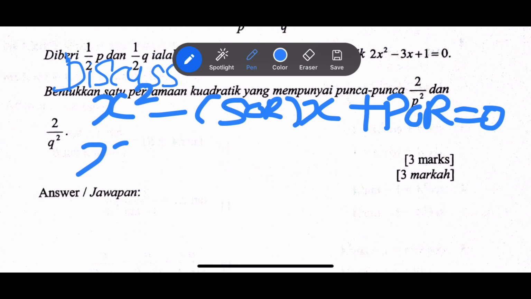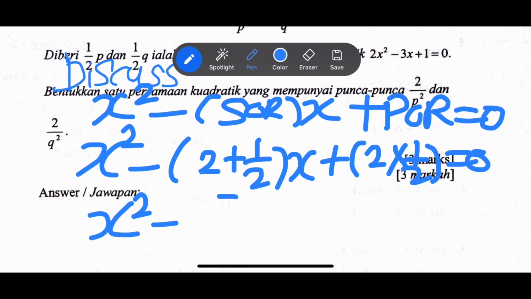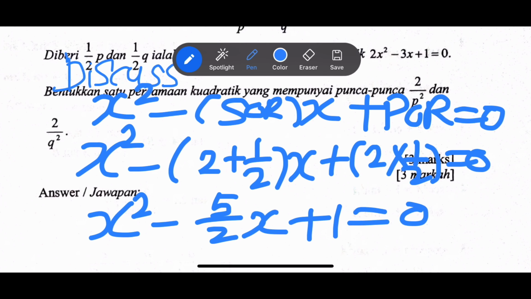This is one way. Or maybe you want to use this way. So you substitute the roots. Okay, 2 plus 1 over 2, the sum of the new roots, and then the product of the new roots, equal to 0. Okay, x squared minus 5 over 2 x plus 1 equals 0.